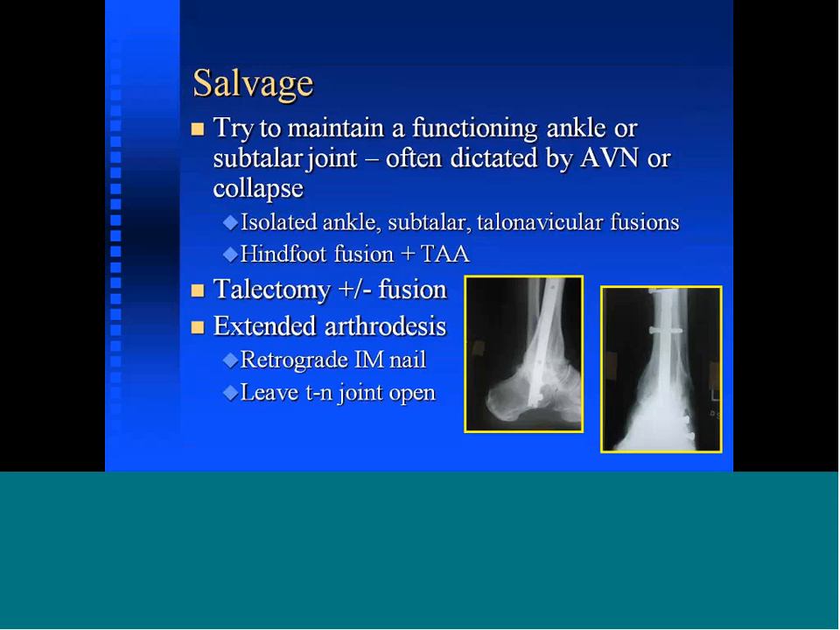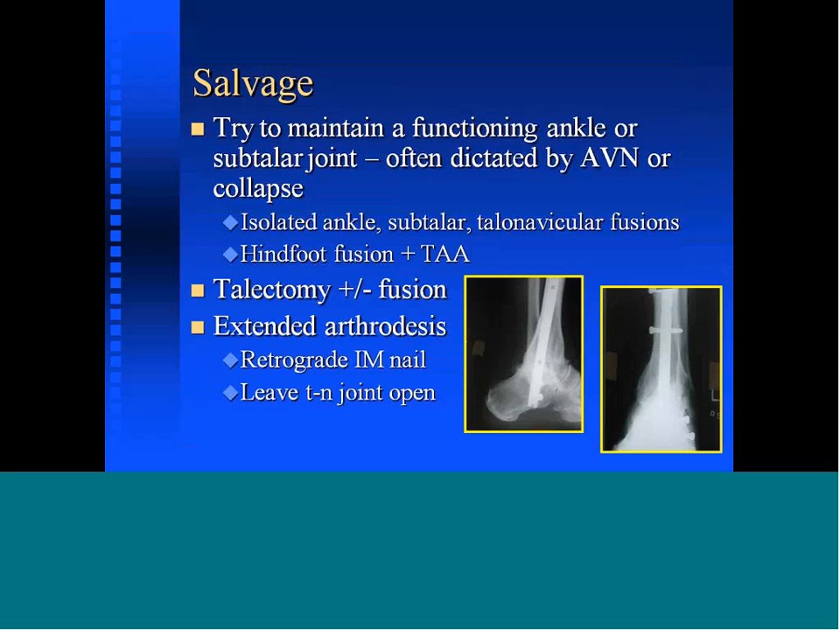If at all possible, we try to salvage utilizing isolated hindfoot fusions, whether it be at the subtalar, talonavicular, or tibiotalar joint level. There are times that we've had to resort to doing a hindfoot fusion followed by a total ankle arthroplasty, and that is feasible as long as you don't have a significant amount of osteonecrosis of the entire talar body. People have reported on talectomy as a way to salvage these difficult fractures when they involve both joints above and below the talar body.